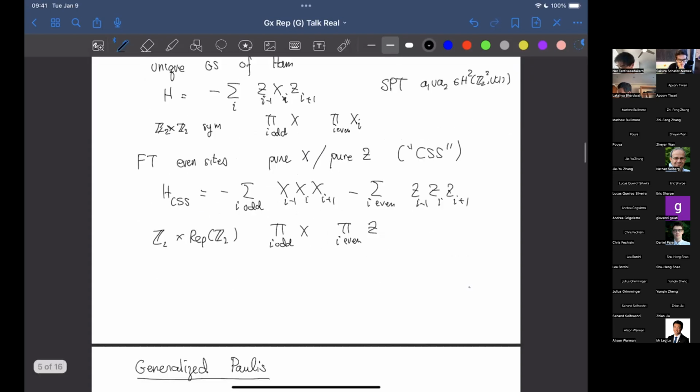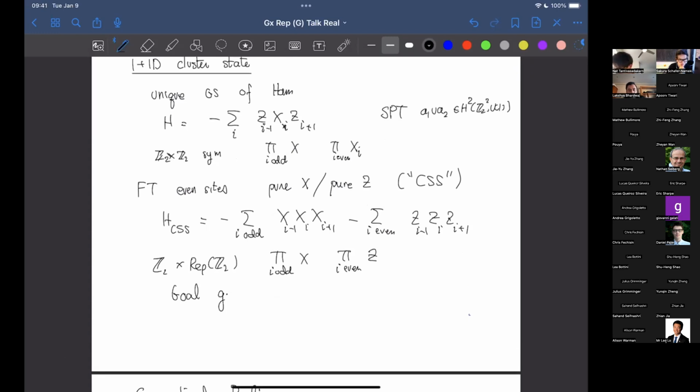Okay. And the goal is to generalize this to a finite group G. And roughly the answer we're going to get is I need to first generalize what X and Z mean in the finite group case, but it's going to roughly look like this. There are more technical details later. But the key tool we're going to use is the cluster state is related to gauging.